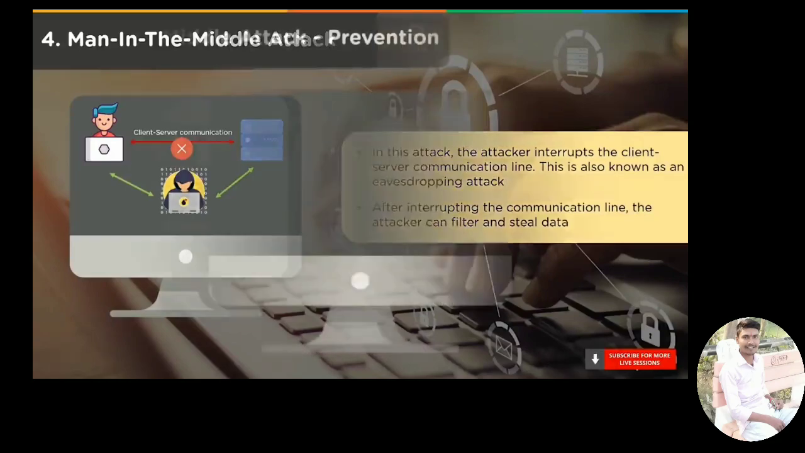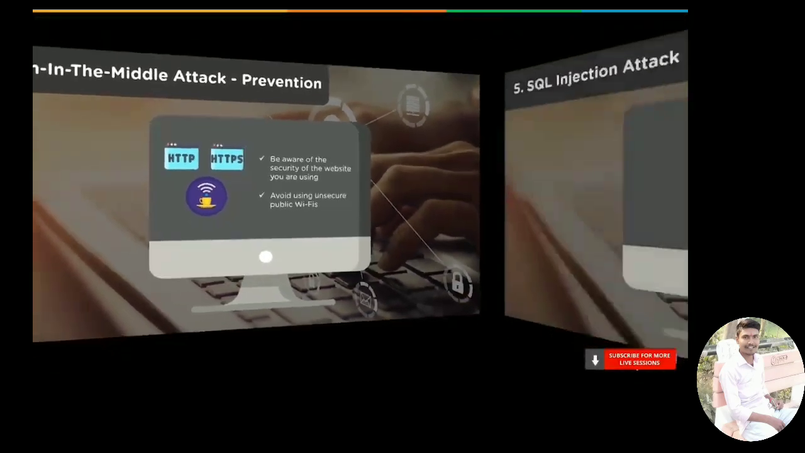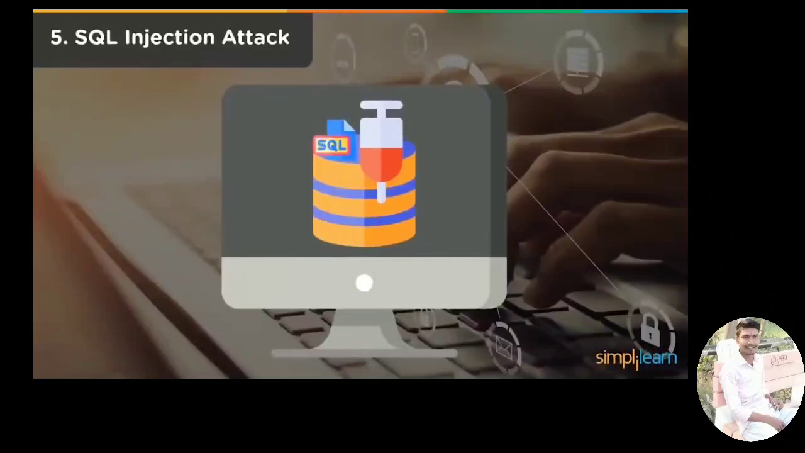Let's now have a look at how we can prevent man-in-the-middle attack. Firstly, you should be aware of the security of the website you are using, and it is advised to use encryption on all devices that contain crucial data. Using an unsecure public Wi-Fi can help attackers carry out the man-in-the-middle attack. Hence, it is suggested that you avoid using public Wi-Fis to carry out important work. Next attack that we will be talking about is the SQL injection attack.